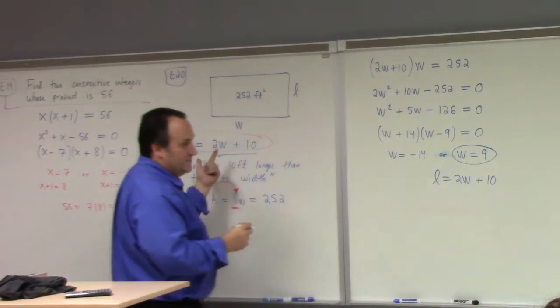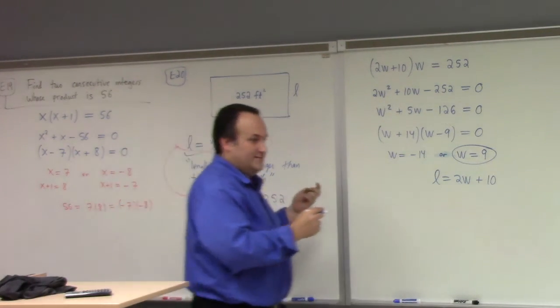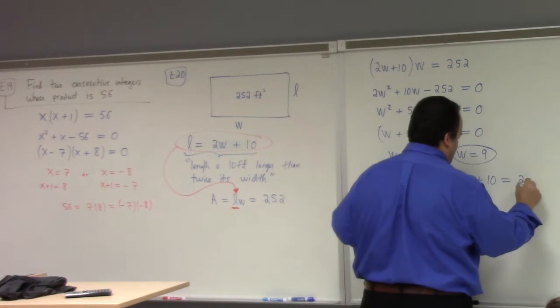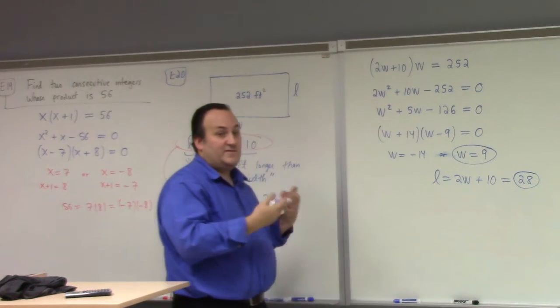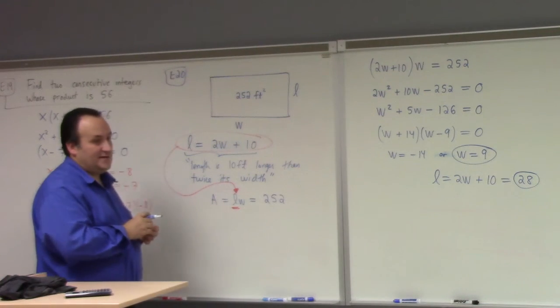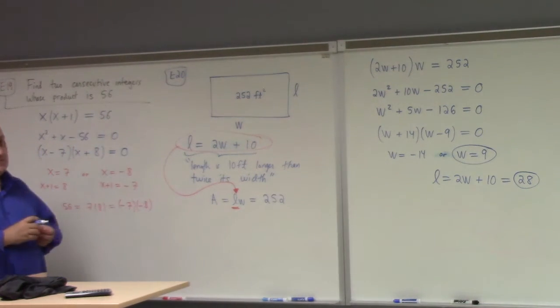2w plus 10, right? Which is 18 plus 10, which is 28. Now both of these are in feet, right? So 9 feet and 28 feet, those are the dimensions of the wall.